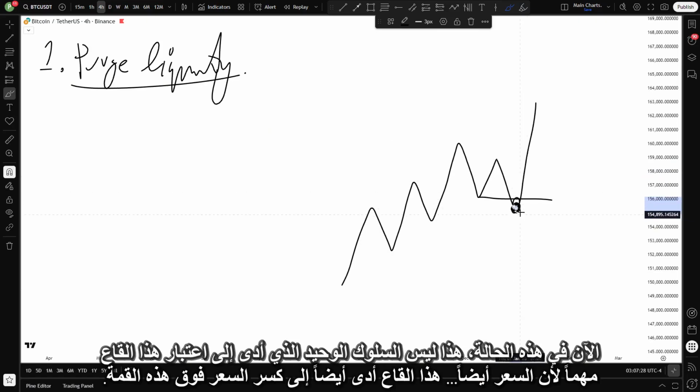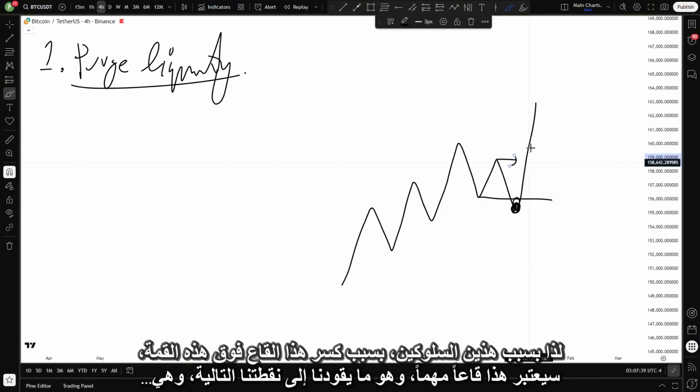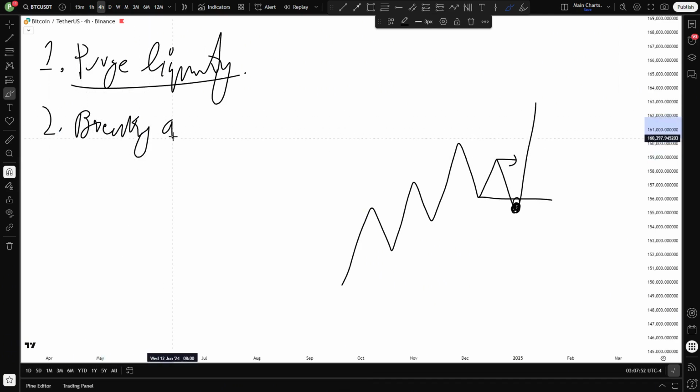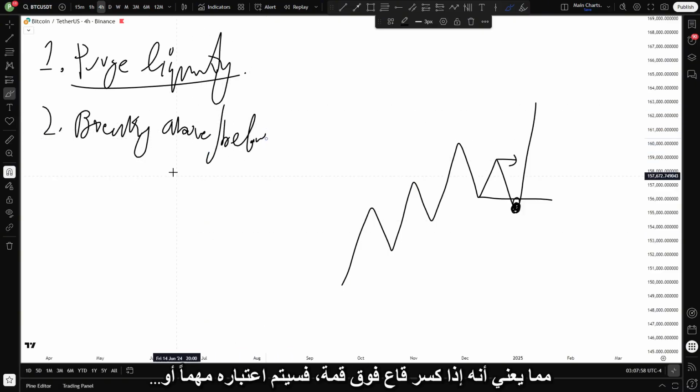Now in this case, this isn't the only behavior that led to this low being considered a significant one, because this low also led to price breaking above this high. So because of these two behaviors, because of rejecting below this low and breaking above this high, this would be considered a significant low, which brings us to our next point, which is breaking above/below, meaning if a low has broken above a high, then that low would be considered a significant one.